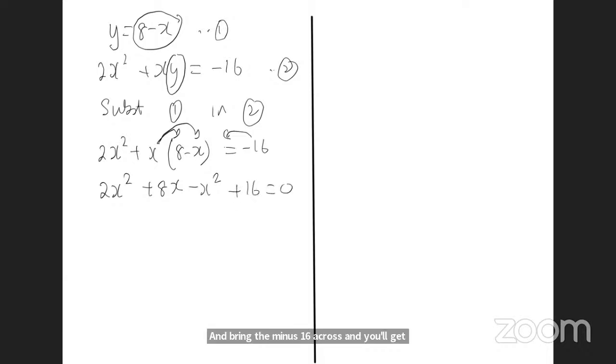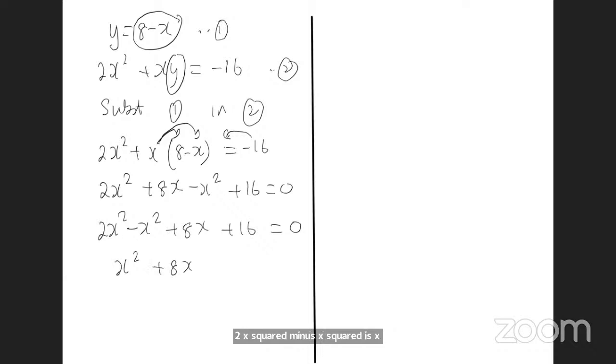Right? You're not done there. Bring the like terms together. So you'll get 2x squared minus x squared plus 8x plus 16 is 0. Okay? 2x squared minus x squared is x squared plus 8x plus 16. A is equal to 1, B is equal to 8, C is equal to 16.